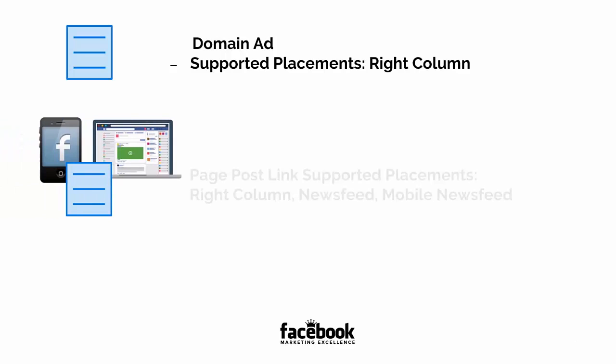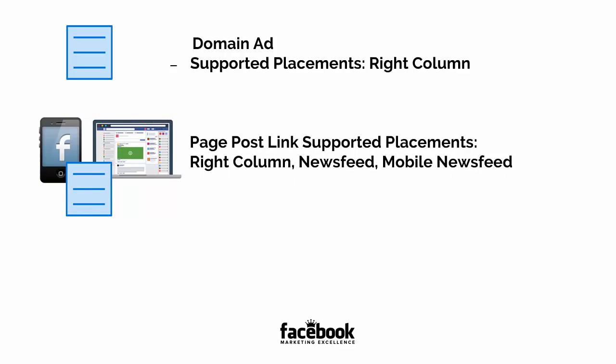The next is the page post link, and the supported placements for this are the right column, the newsfeed, and the mobile newsfeed. Now, page post links have become the most common form of advert used by Facebook advertisers. The idea here is to link an external website while at the same time getting likes for your page. You'll likely have seen a lot of page post links yourself when browsing through Facebook, and they will have had large images alongside a link and some text underneath. If you like the post, you like the company's page rather than the post or image itself. If you click it, then you get taken to that post.